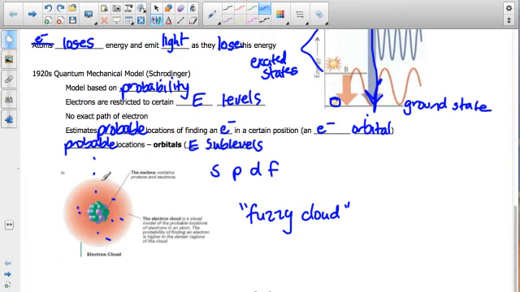Now, it's a cloud because it's not a defined edge. Like clouds don't have defined edges. If you've been lucky enough to fly on an airplane and fly through a cloud, it's hard to tell where the cloud begins. It just kind of gets foggy looking, and then it gets a little bit foggier and a little bit foggier, and then really thick. So this edge isn't well defined. That's why it looks like it kind of dies off. And typically this is the 90% chance where you would find the electron.